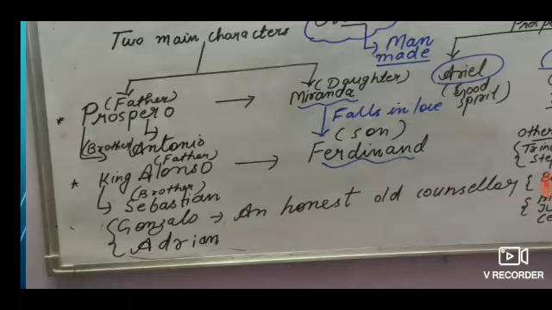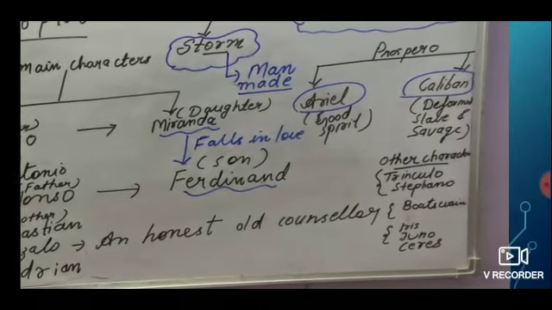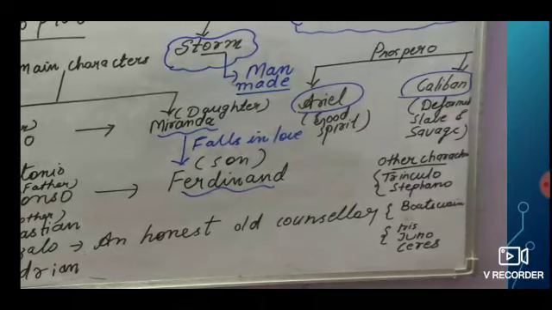He survived there. Then you can see here I have written two names under Prospero, Ariel and Caliban. Ariel was a good spirit and Caliban was a deformed slave, and he was savage, meaning uncivilized. When Prospero became a great magician, he took power over that island. He became the master of that island.